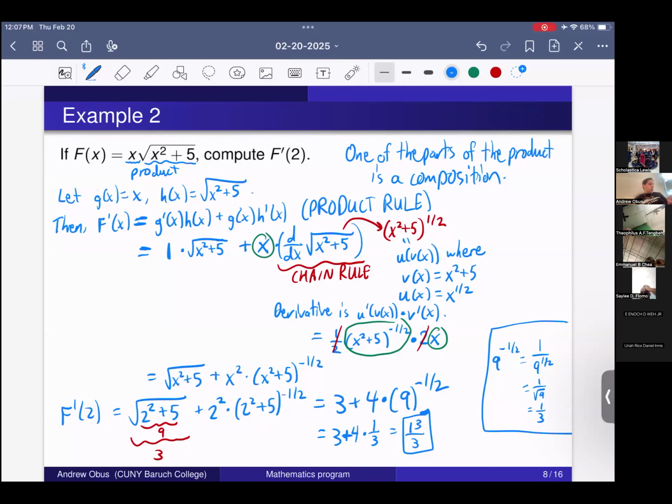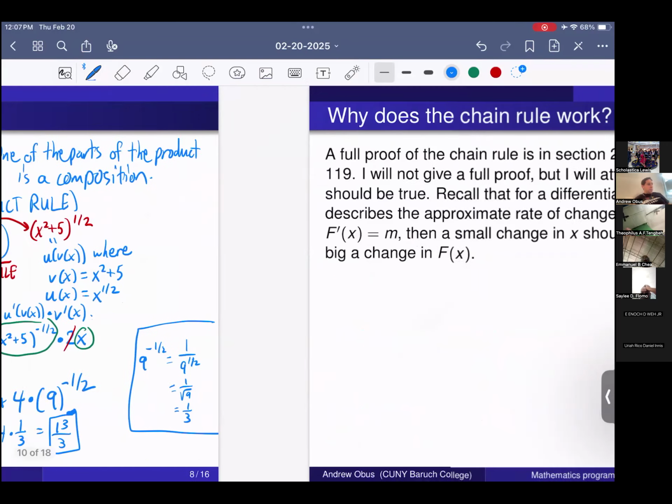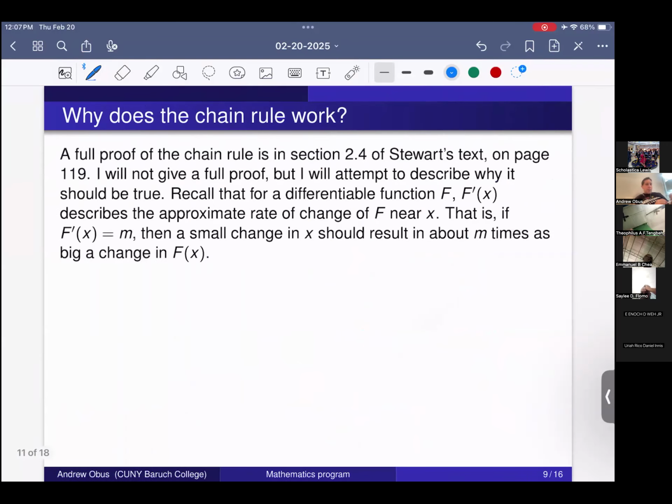Okay. So these are a couple of examples of the chain rule. Maybe I should say a little bit more. This is a typo; it's section 2.5. So why does the chain rule work? I gave you this formula out of nowhere. If you want to read a full proof, you can read it in the textbook, on page 119. I'm not going to give a full proof, but I want to tell you a little bit about why the chain rule should be true. Why does it make some sense?